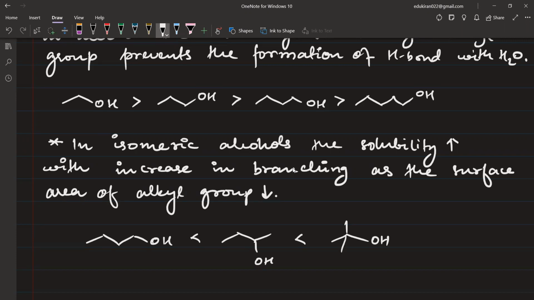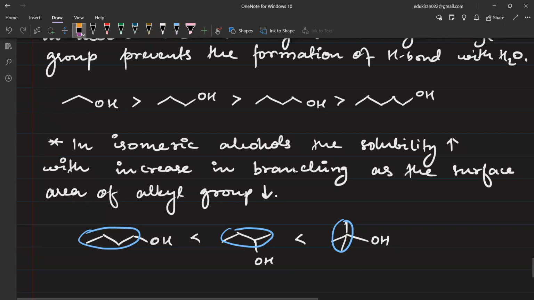Okay, so why is this happening? Because now you can see that this OH group is the same. It is using the same space, but as we are increasing the branching, this alkyl group is using lesser and lesser area. See here. As we increase the branching, the surface area decreases, it is taking lesser and lesser space, and that is why more and more hydrogen bonds can be formed with water.